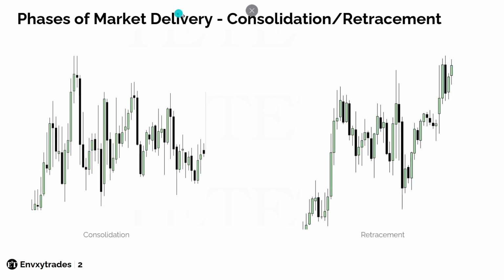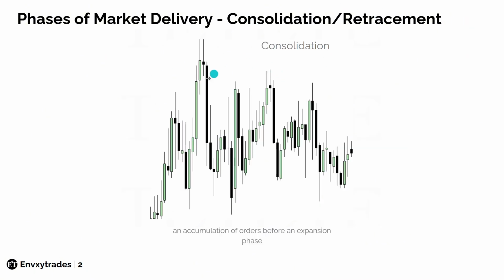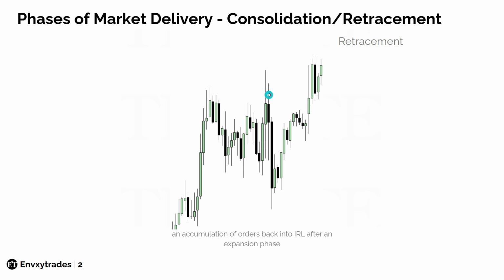The next phase of market delivery is consolidation slash retracement. Now, a consolidation is an accumulation of orders before an expansion phase, something like this, where we just accumulate inside of the range. And a retracement is an accumulation of orders back into the internal range of liquidity after an expansion phase. As you can see, we had this nice expansion right here. We have the short-term retracement back into this ERL. We react off this ERL and keep pushing higher.